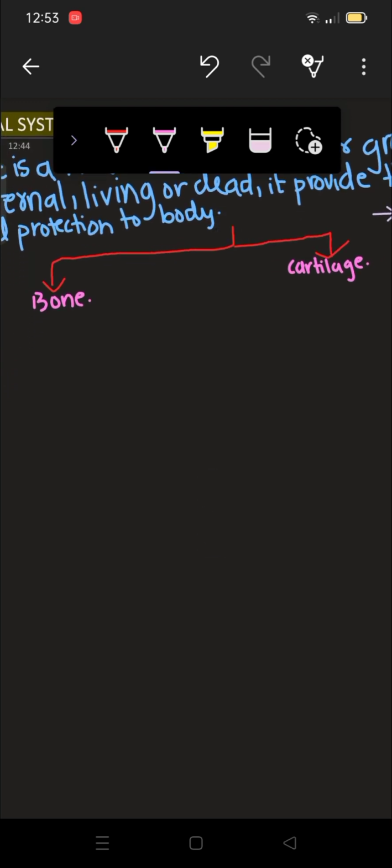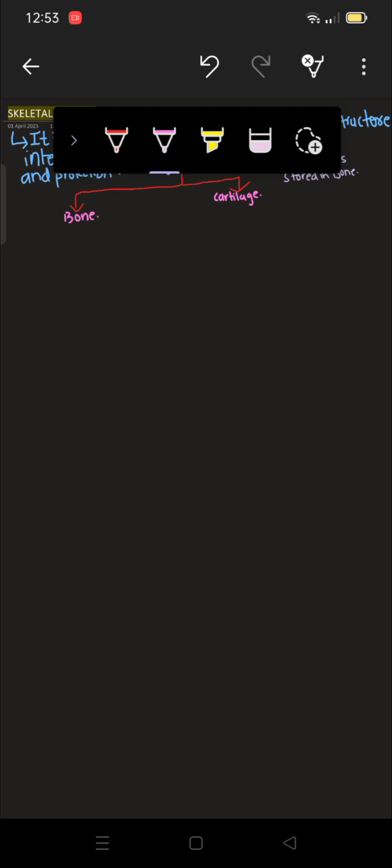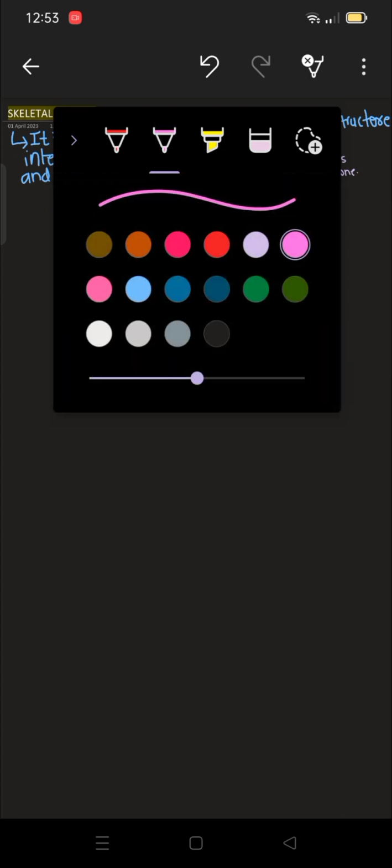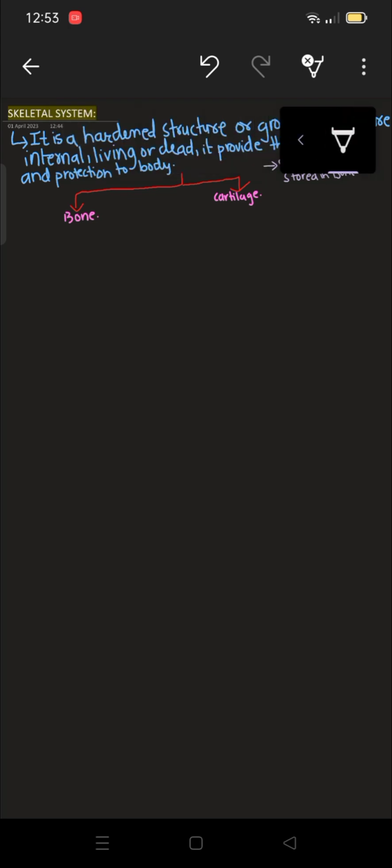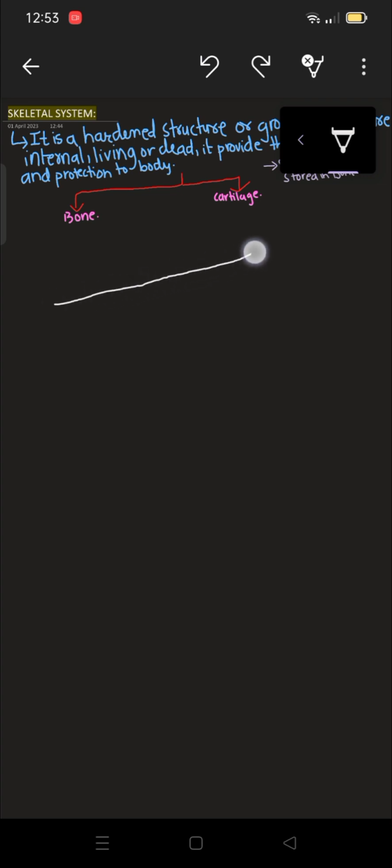So now we are going to see the structure of bone. How is the structure of bone? All right, so I am making this diagram with white color. Wait, the label is not good.